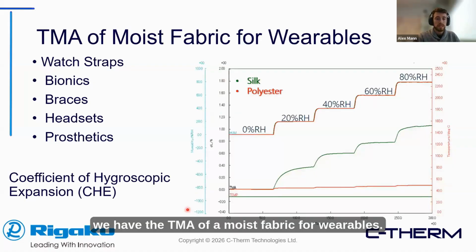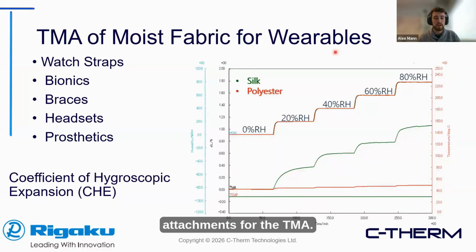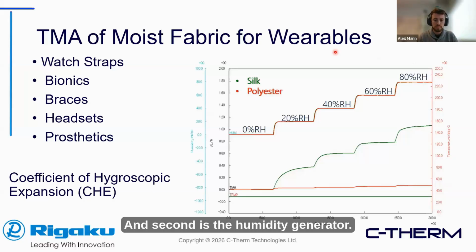Moving on, we have the TMA of a moist fabric for wearables. This is some TMA data that was collected using two special attachments for the TMA. The first is a tensile loading attachment, which allows you to measure the expansion of fibers or a thin film, or in this case, a fabric. And second is a humidity generator.